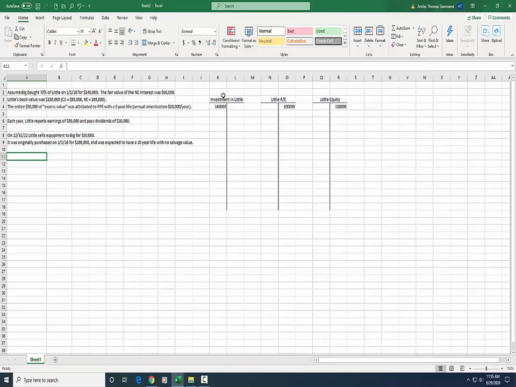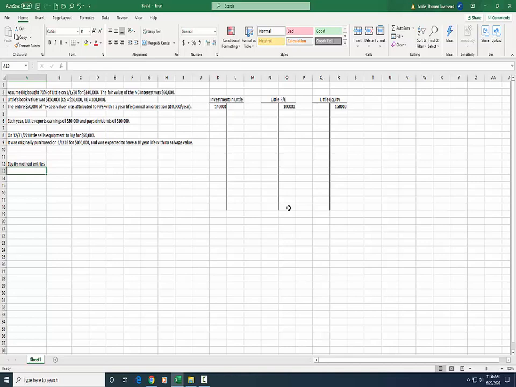So I've set up these T accounts just to keep track of where we are. Here's our investment in Little, with its beginning balance of $140,000, the price we paid. Here is Little's beginning retained earnings of $100,000, and I've created this T account for Little's equity. Of course, there's no account called Little's equity. I'm just using that to summarize the common stock plus the retained earnings. So let's go ahead and do our equity method entries first.